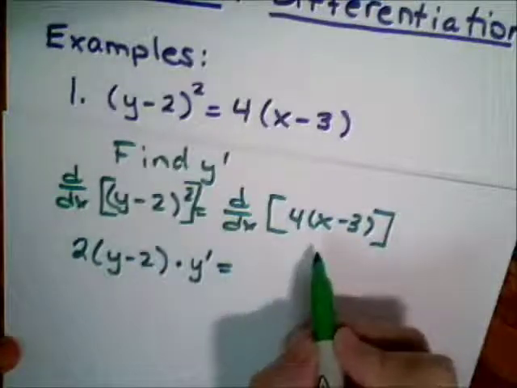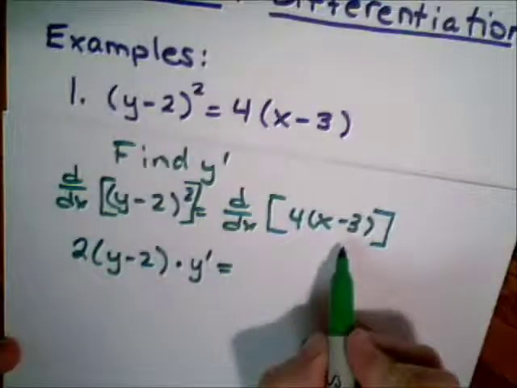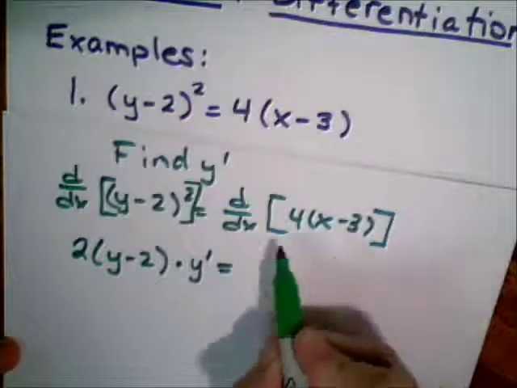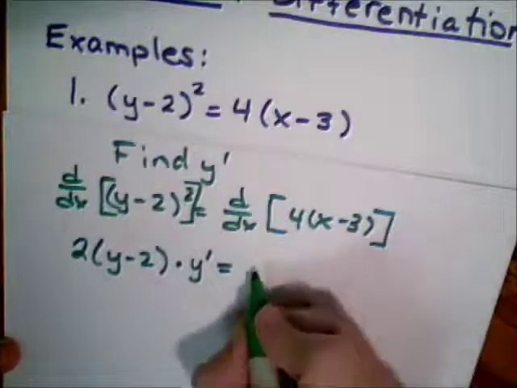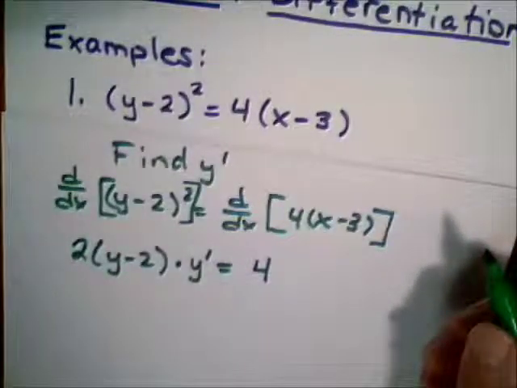The derivative of the right-hand side is much more straightforward. If you think about it, the right-hand side is just 4x minus 12. And the derivative of a linear function is its slope. Can you pause a moment and convince yourself that the derivative of the right-hand side is 4?